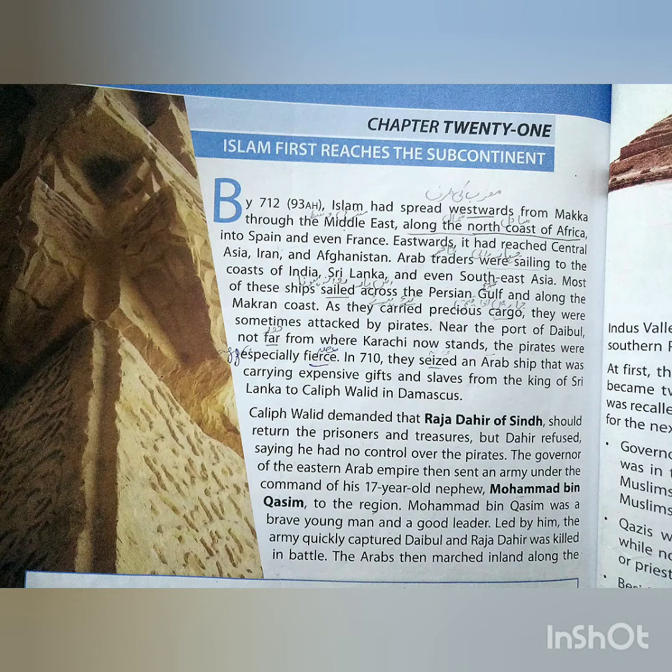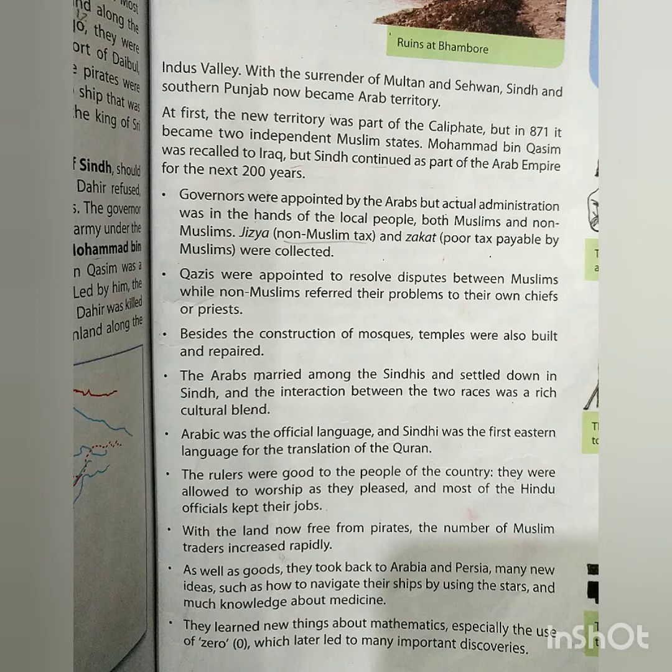As we already know, Muhammad bin Qasim was a very brave and young leader. He led an army, and during that battle, Raja Dahir was killed and he captured Dabul. So this is how the Arabs started to spread across the Indus Valley and into the subcontinent.